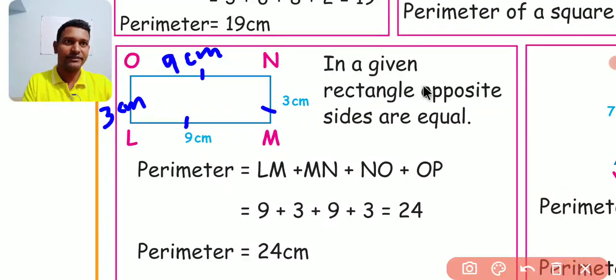That's the thing they are giving here. In a square, in a given rectangle, opposite sides are equal. Okay, now we have to find the perimeter. What is perimeter? Sum of all the sides.